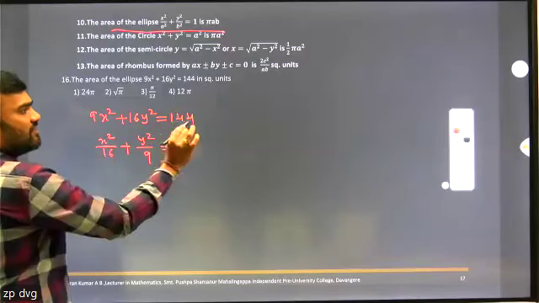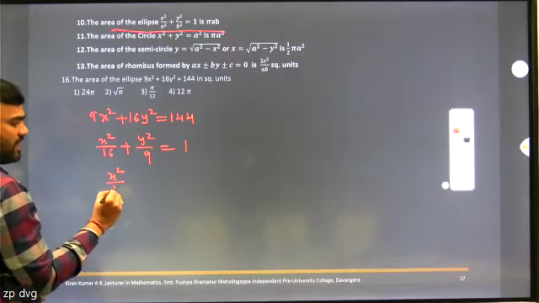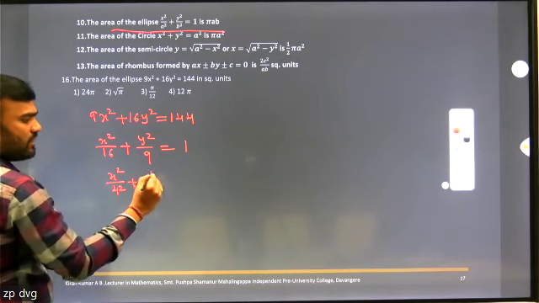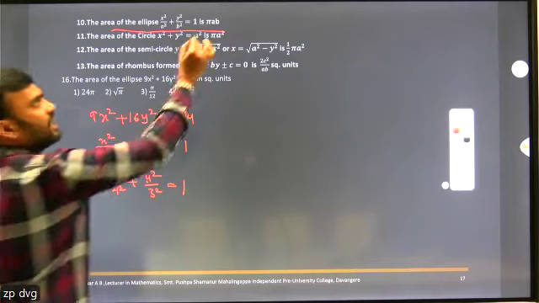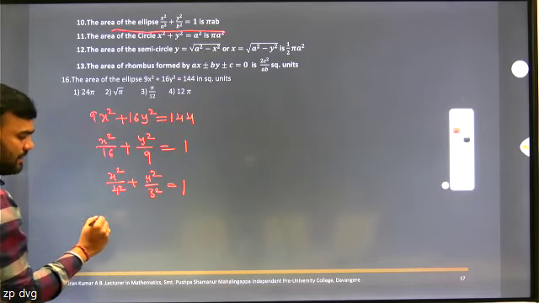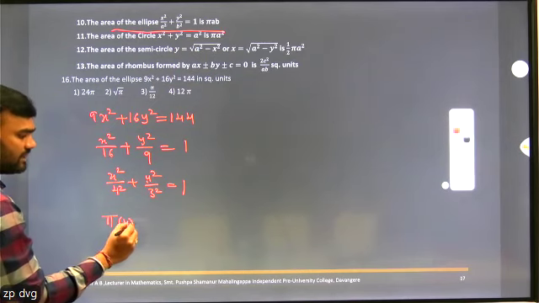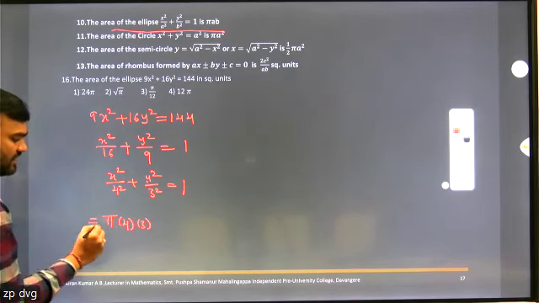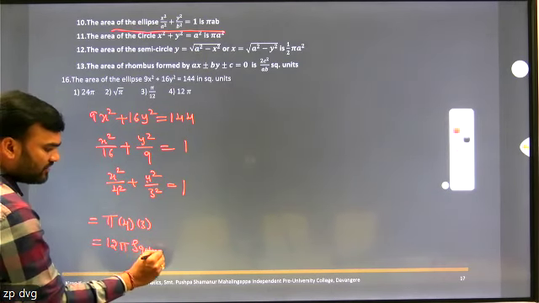Now this equation of the ellipse we have to form like this only: x square by 4 square plus y square by 3 square equal to 1. Actually, sir, what is the answer? Pi AB. Pi AB means what? Pi, A means 4, B means 3. The answer is 12 pi square units.